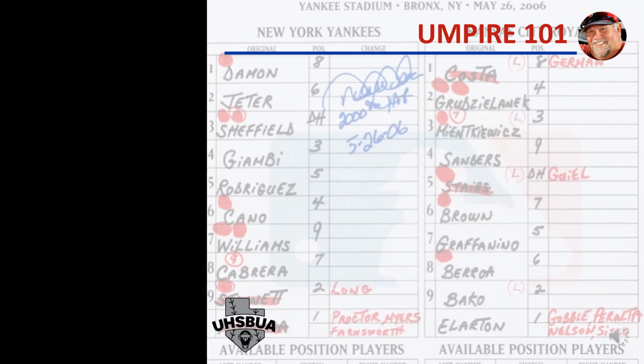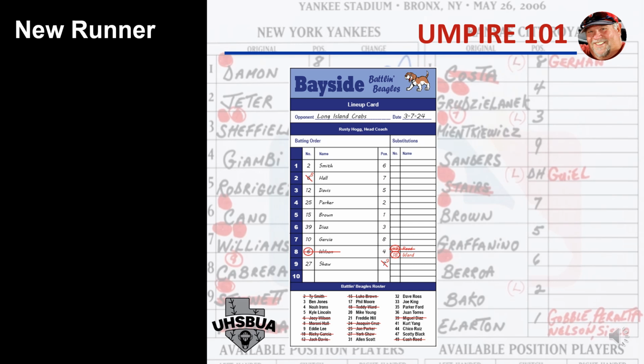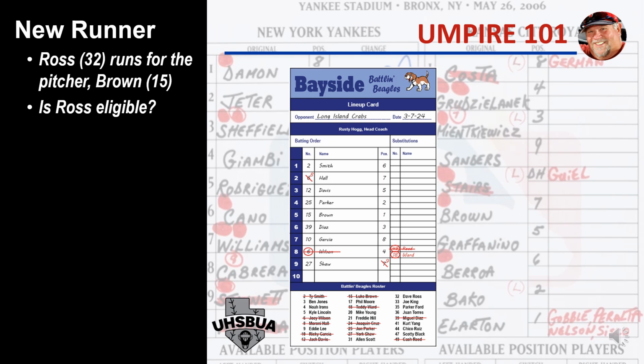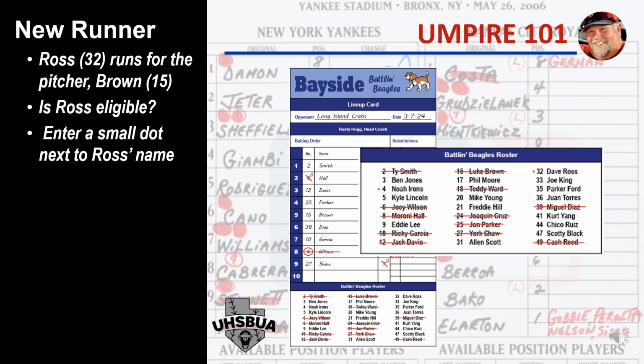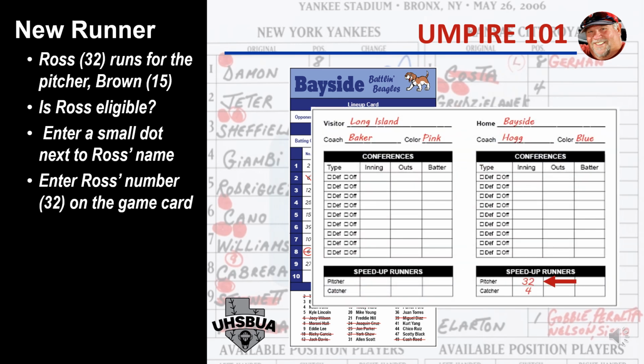Suppose now that the next hitter is number 15, Brown, who is the Beagles pitcher. He hits a triple down the right field line, scoring Irons. Coach Hogg sends in number 32, Ross, as a courtesy runner for Brown. Again, we must confirm that number 32, Ross, is an eligible sub. His name is not crossed out on the roster, and there is no dot next to his name, so he is available. We enter the small dot next to his name on the lineup card. Then we enter his uniform number on the game card as the courtesy runner for the pitcher.